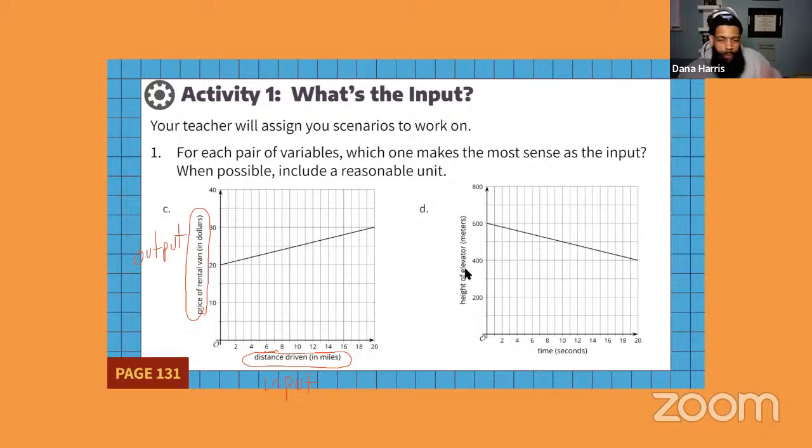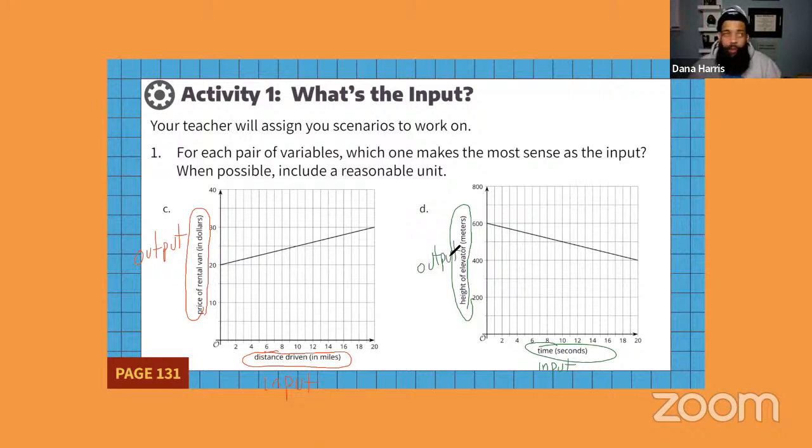Over here to the next one. We have time in seconds. We have the height of an elevator in meters. If you're not scared of elevators, because a lot of people don't like going on elevators. They're afraid of heights. Maybe they're scared of getting stuck in one, whatever. But in this case, the height of the elevator, is it determined by the time in seconds? It absolutely is. So the input would be the time. The output would be the height, whether it's going up or down.